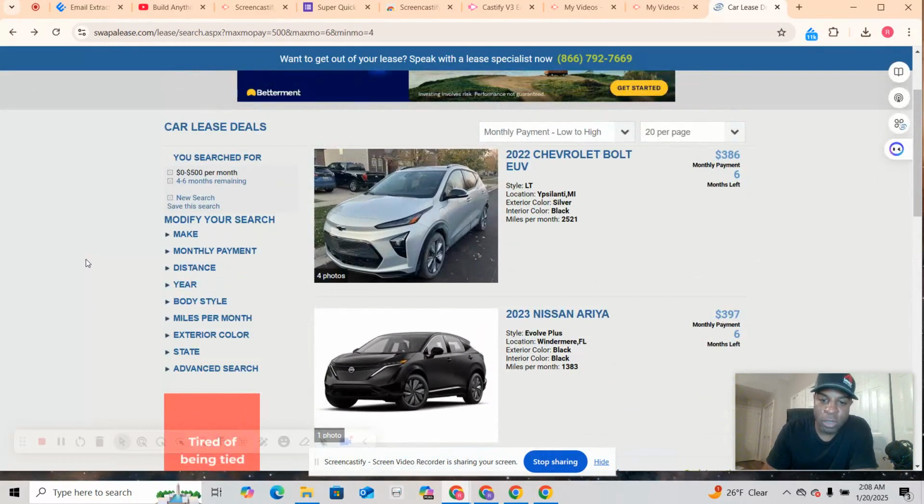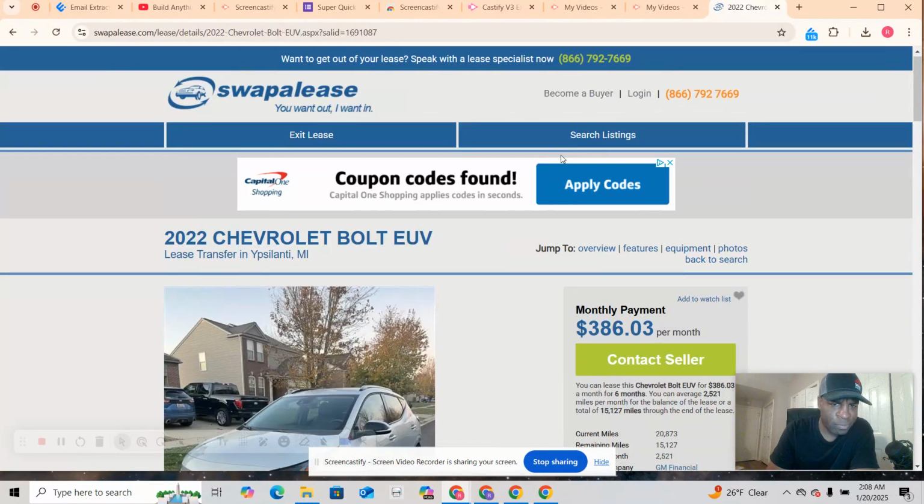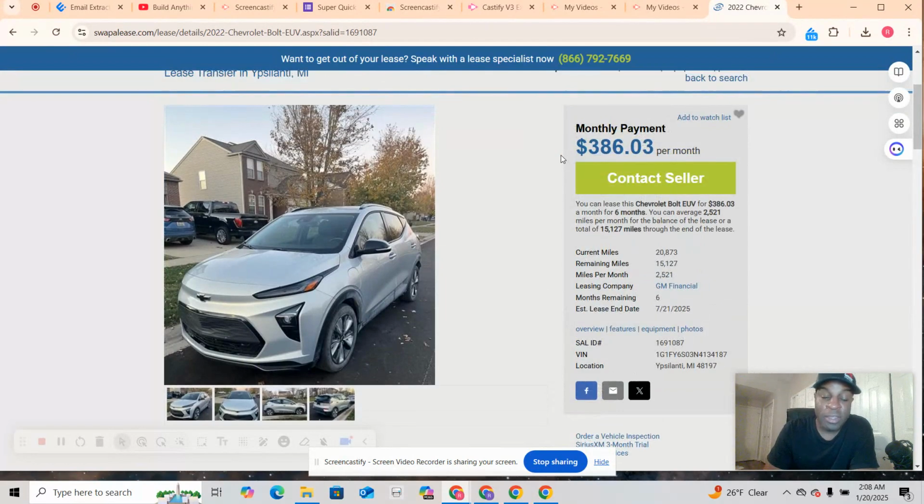So here's where it gets a little tricky. Most leases, after they're due 6 months, you're no longer able to take it over. Like now, this one is perfect. $386, 6 months left on the lease. Everything is looking beautiful, magnificent.